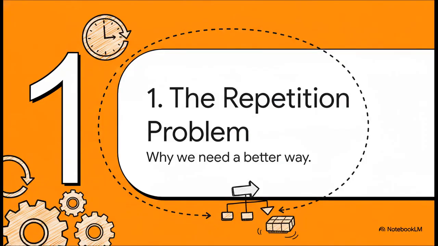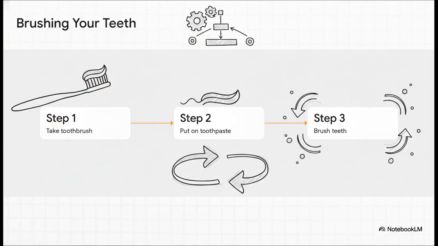And to really get it, we don't even have to look at code. Not yet, anyway. Instead, let's just think about a super simple, everyday routine that you probably do without even thinking about it. Yeah, brushing your teeth. You follow the same steps every single day, right? You grab the brush, you put on the toothpaste, you brush. You don't have to relearn it every morning. It's a saved routine. Well, what if we could do the exact same thing with our code?